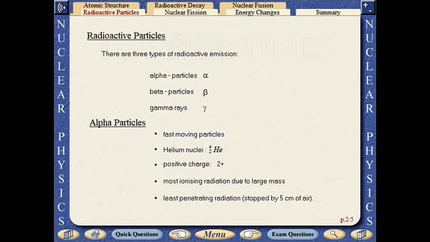There are three types of radioactive emission: alpha particles, beta particles, and gamma rays.